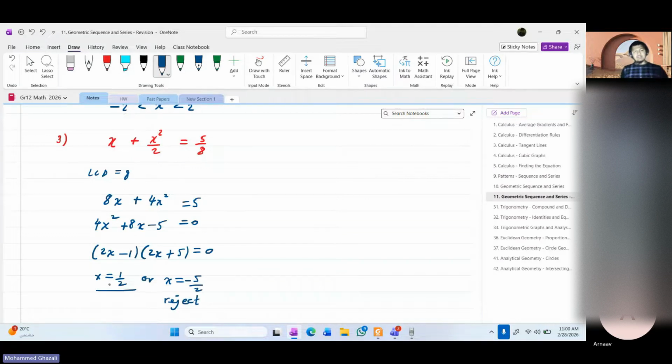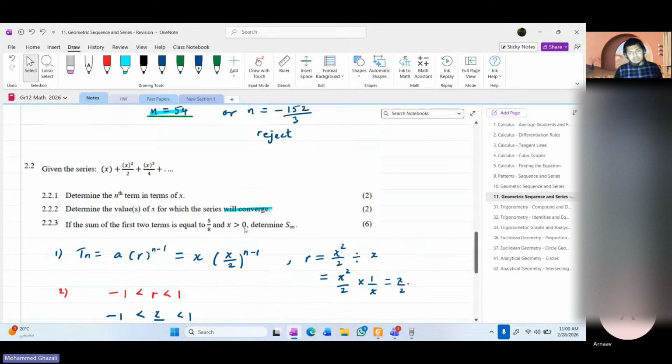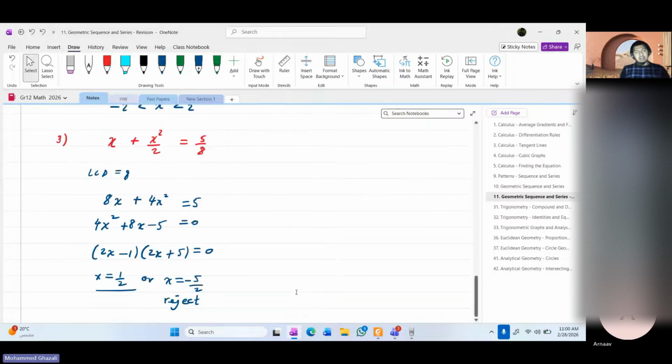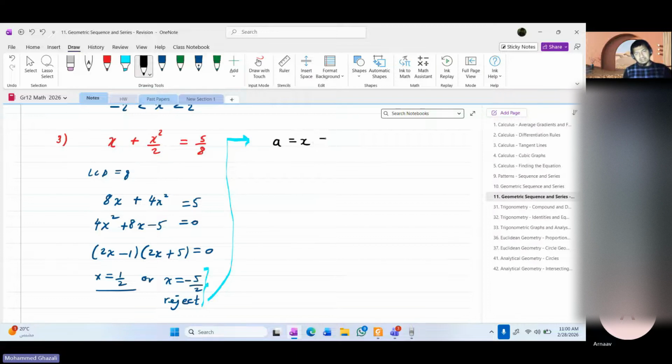Now that's the value of x, which is half. And they told us the value of x must be positive, right? So if the value of x is half, let's take the answer back here now. If the value of x is half, what's the value of a? A is x, right? And that's half. What's the value of r? R is x/2. So x is half, so half divided by 2, you will get quarter.